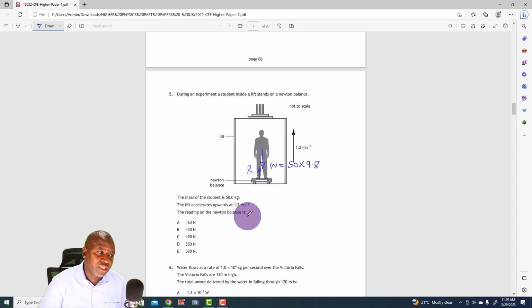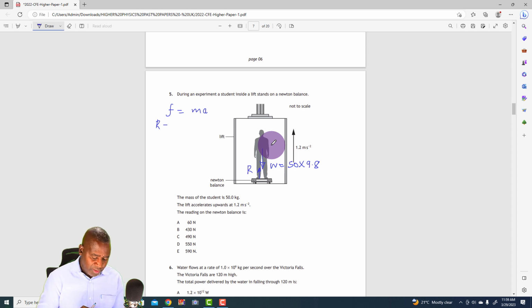But we are given some information that this system is accelerating upwards. So if it is accelerating upwards, what that means is we've got to resolve these forces upwards and equate it to MA. So this is what we're going to do. We're going to say that the resultant force on that person is equal to MA. Since the acceleration is upwards, the resultant force must be upwards. That means in order to get that resultant force, I'm going to subtract the weight, which by the way is 50 times 9.8. That gives us 490. So R minus 490 is going to be equal to 50 times A, which is 1.2.